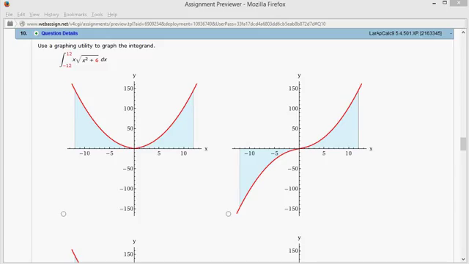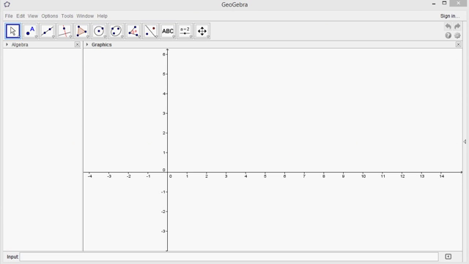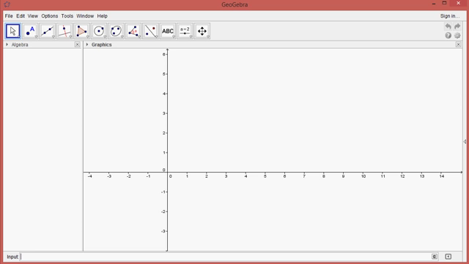Alright, let's look at homework 5.4, 5.5, problem number 10. Use the graphing utility to graph the integrand. I'm going to use GeoGebra to sketch the graph. Let's open it up. The integrand was y equals x times the square root of x squared plus 6. Let's hit enter. This is the graph.